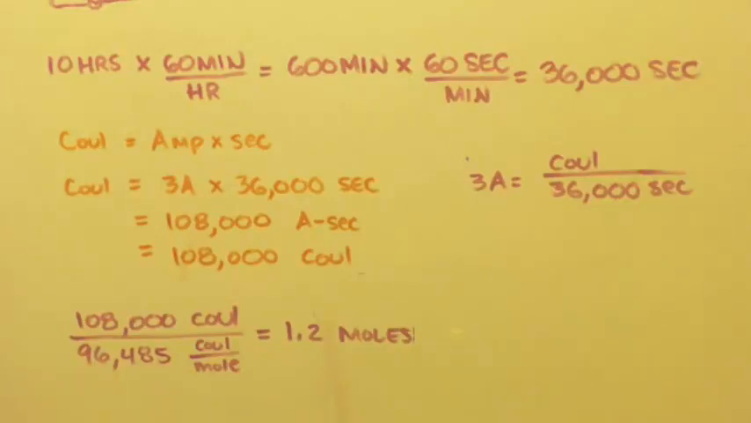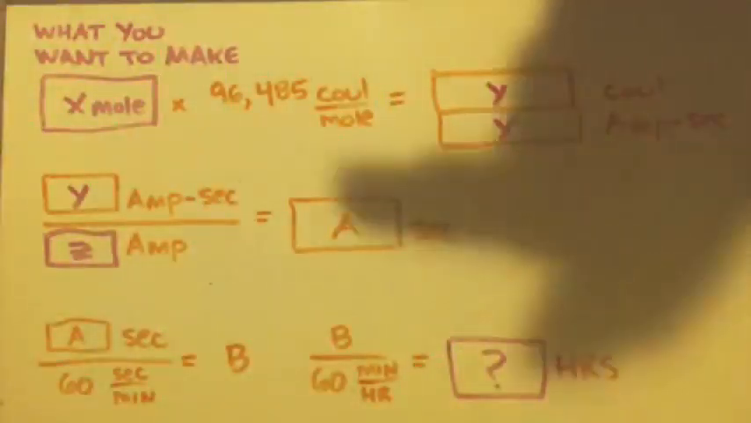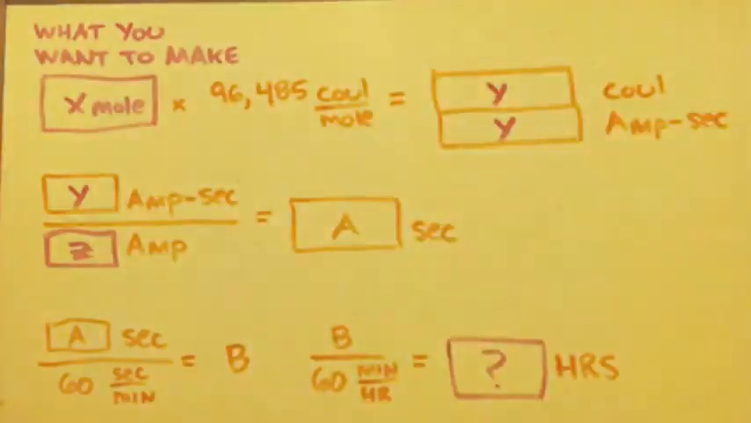Your source, whatever it goes up to, and also your electrodes, because if you have more amps, you need bigger electrodes. So your amps are decided by the size of your electrodes and also your DC source. I mean, if your machine only goes up to 3 amps, then you can only go to 3 amps. This is the formula right here. What you want to make, you would plug into there. Let's just use 1 mole as an example to make the math easy, and then we'll do some problems.